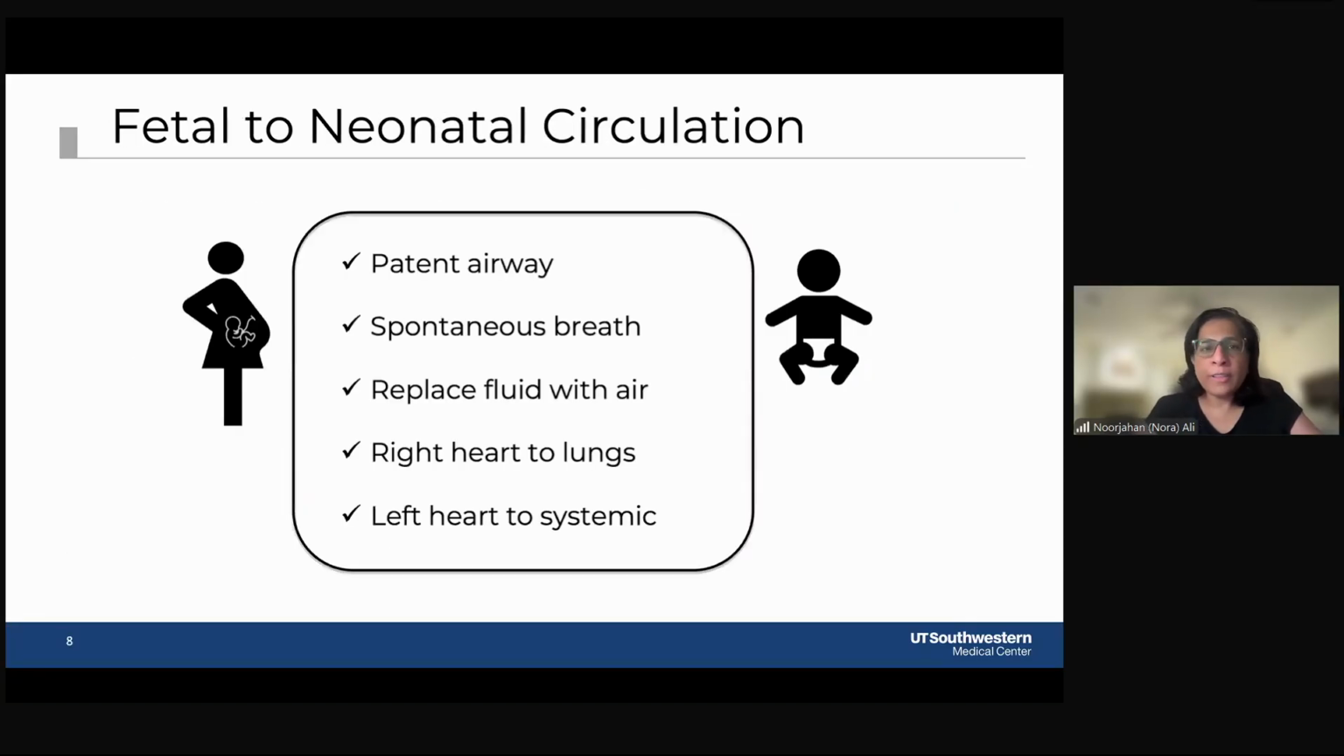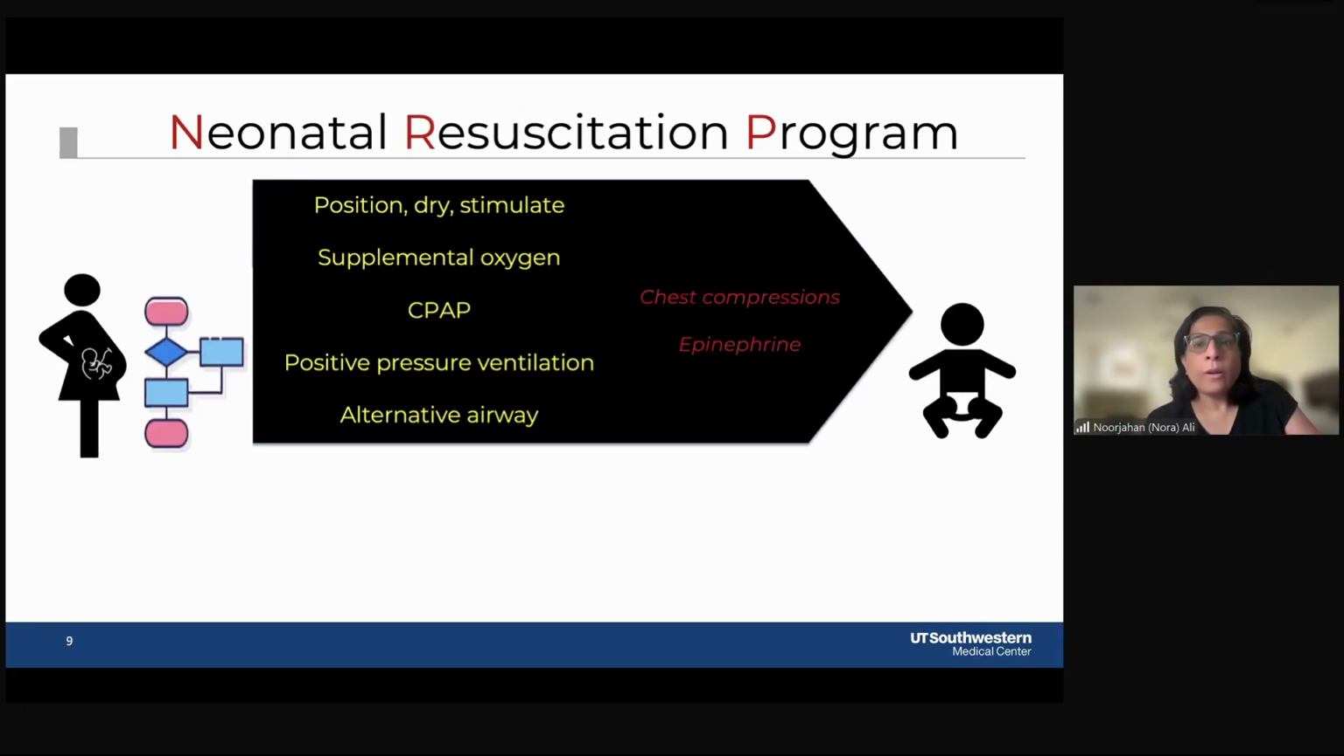All right, so hopefully everybody in the audience is aware of what needs to happen for a fetus to make a very successful transition to neonatal circulation. When they're born, they need to have a patent airway. They need to make sure they're breathing spontaneously. All the fluid inside their lungs has to be replaced by air. We want to make sure there is adequate blood flow going to the lungs, as well as the systemic circulation. In the event that doesn't happen, that's where a lot of the resuscitation guidelines and algorithms come into place.